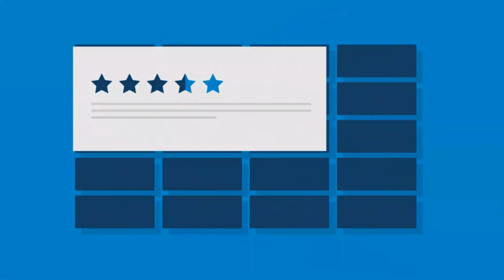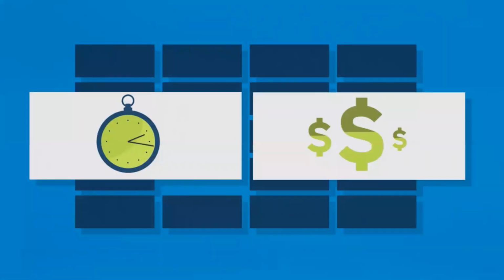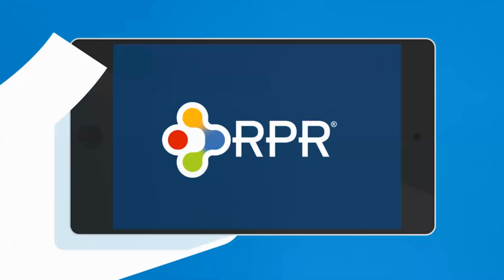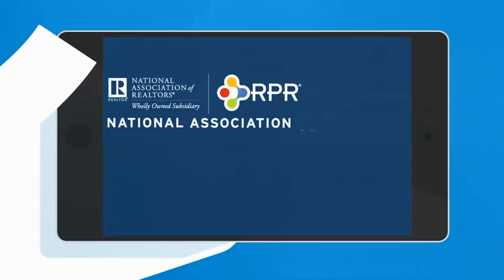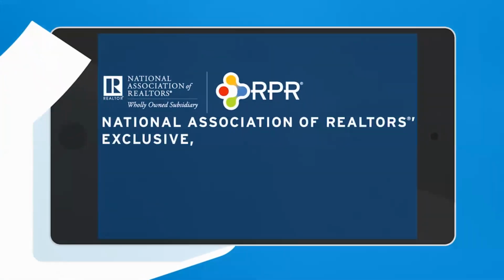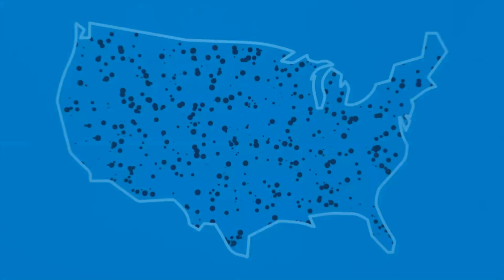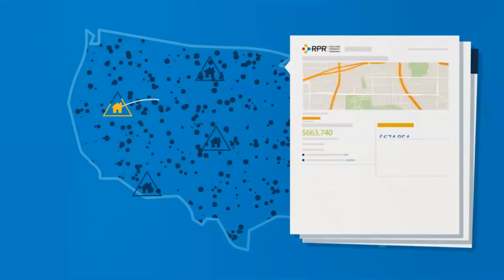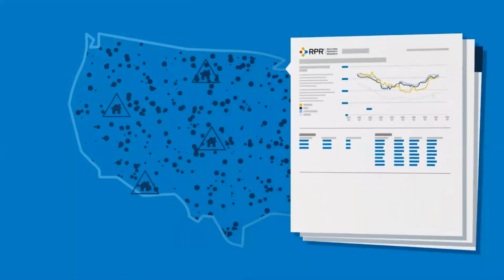We understand you need to accurately assess what's best for your clients and customers, but the truth is, your time and money is being wasted tracking down all these facts from so many different places. That's where Realtors Property Resource comes in. RPR is the National Association of Realtors' exclusive nationwide property database for realtors. With access to over 160 million properties, RPR gives you access to the most comprehensive reports that are sure to inform and impress even the most demanding clients.